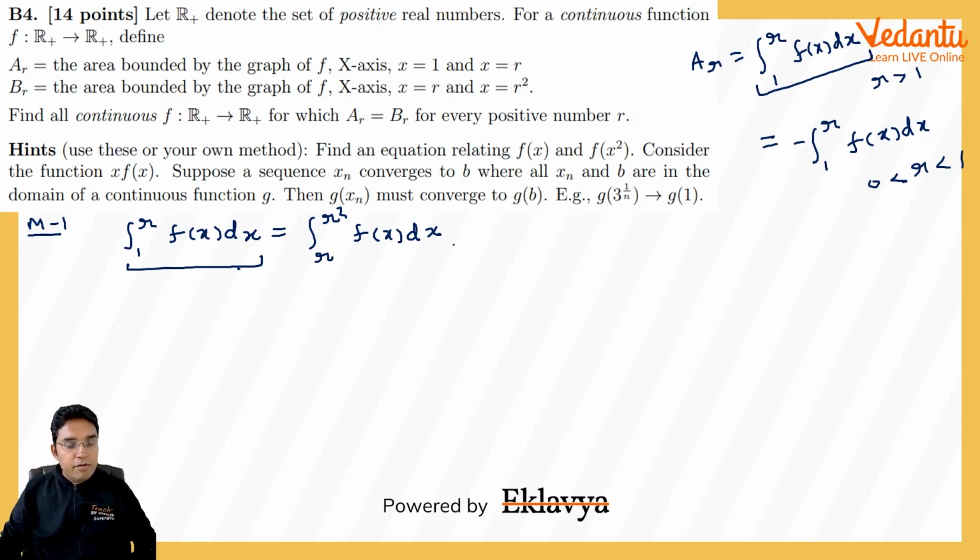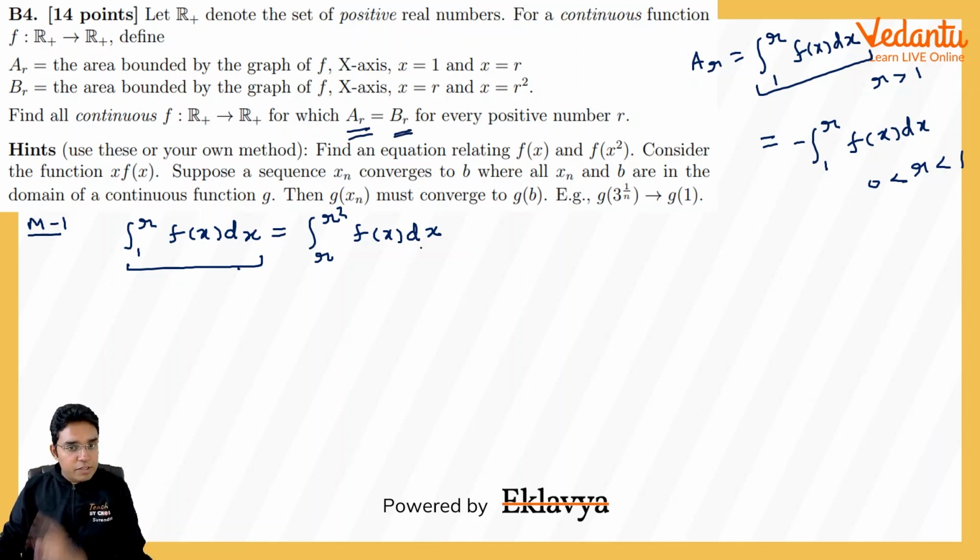If this is negative, the other will also be negative. So in both cases, whether AR or BR, they both will be given by this 1 to r or r to r square, or the negative of this. So in both scenarios, if AR is equal to BR, these two integrations are going to be the same.